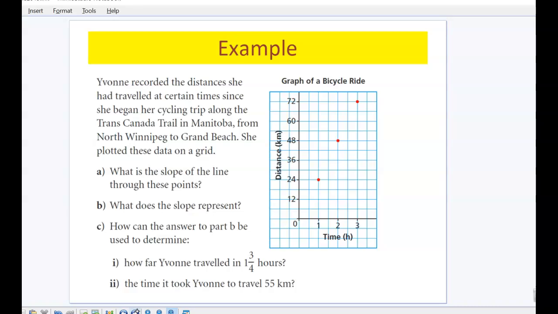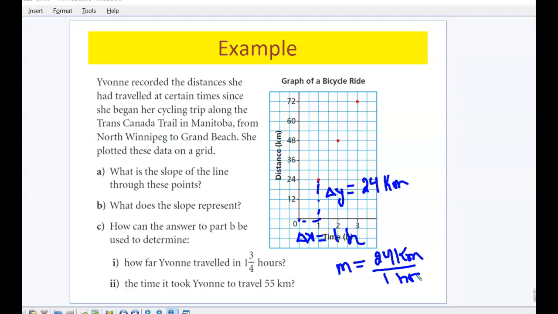Okay, let's take a look at our last example here. We have Yvonne, who's recorded the distances she traveled at certain times since she began her cycling trip. What is the slope of the line through these points? So again, if I was to look at my rate of change here, my change in the y would be 24, and the unit is kilometers. My change in x is 1 hour. So my slope is going to be change in y over change in x, which would be 24 kilometers over 1 hour.